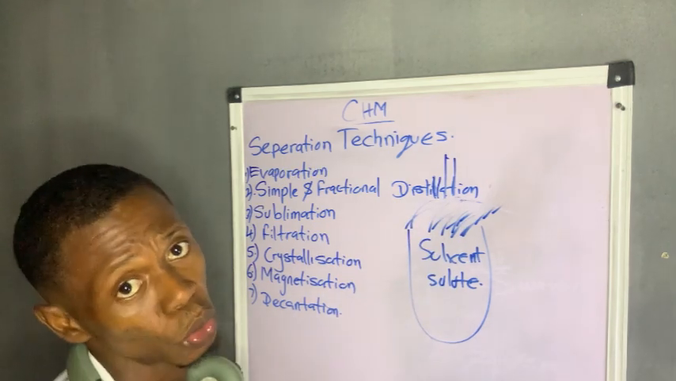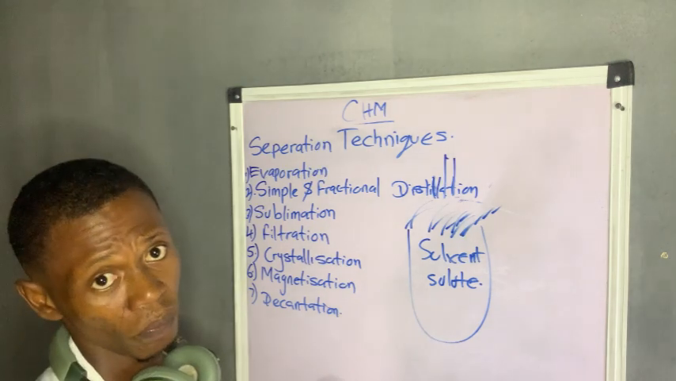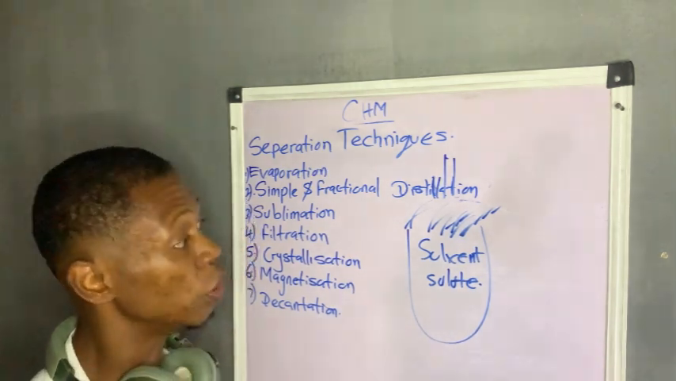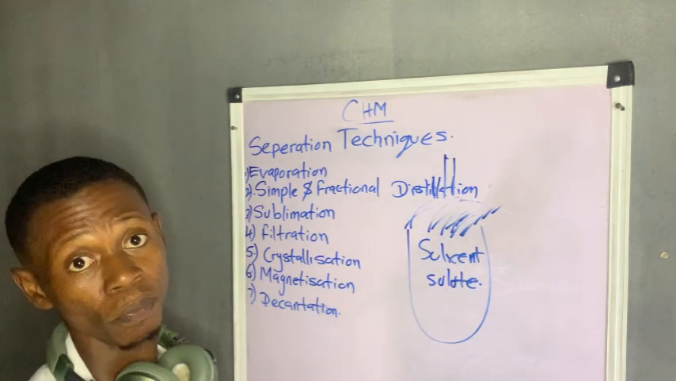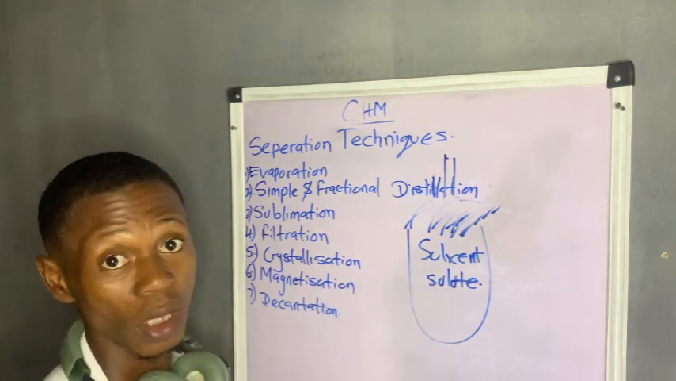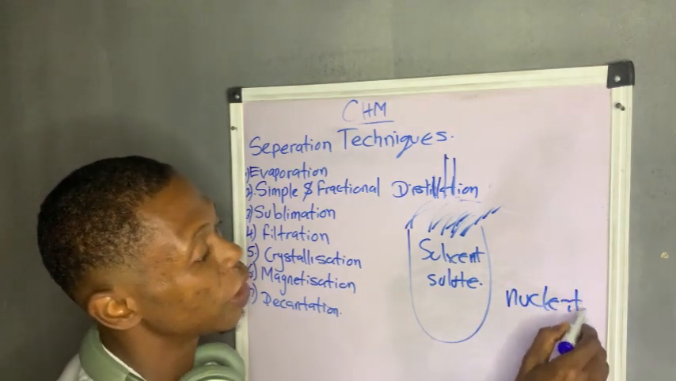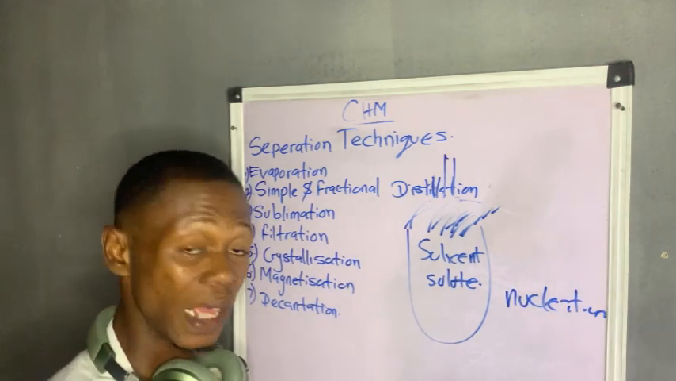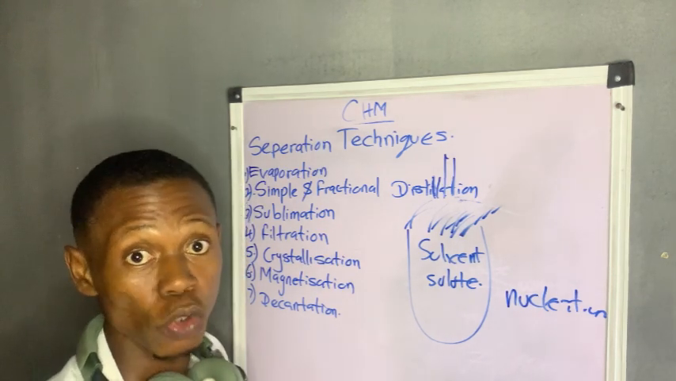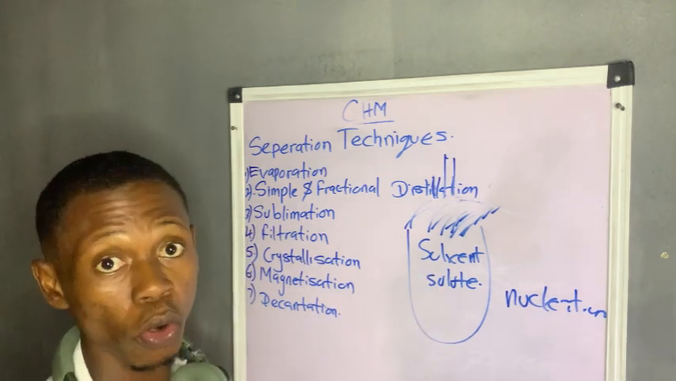Then allow the thing to cool. When you allow it to cool, crystals will form. If crystals do not form, you scratch the inside of the container to induce crystal formation. If you scratch the inside of the container, you start something called nucleation, which is the gathering of small particles to form seeds.